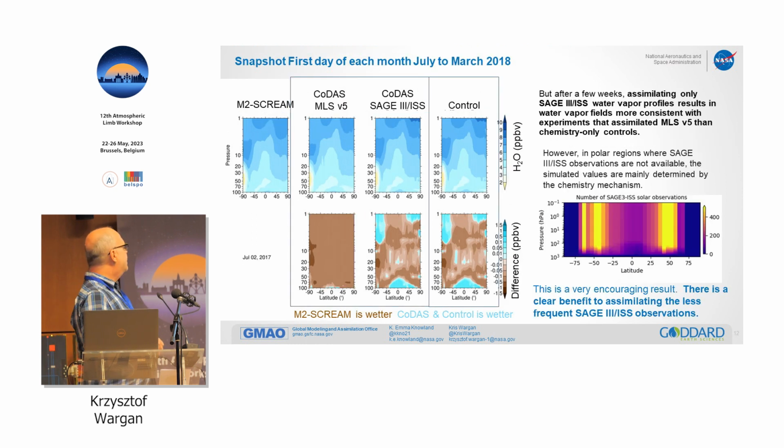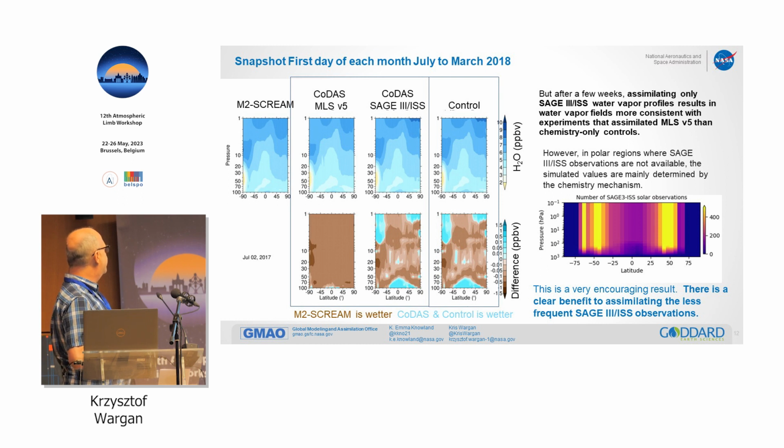And here, hopefully, this is going to play, and it's playing. So this is an animation that's showing the same kind of setup here. So we're subtracting MERRA-2 SCREAM from the MLS version 5 assimilation, from the SAGE assimilation, and from the control. And what we see on the left here is just the difference between the two versions of MLS. And here, control is different.